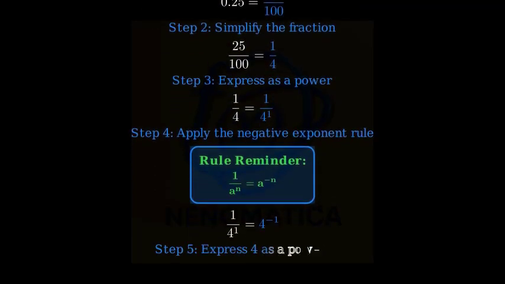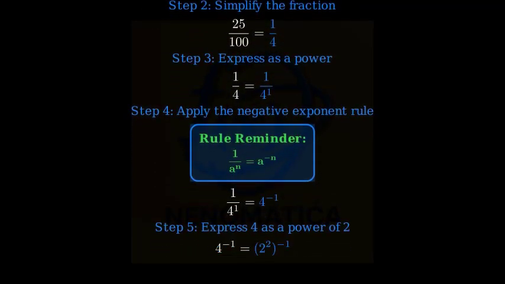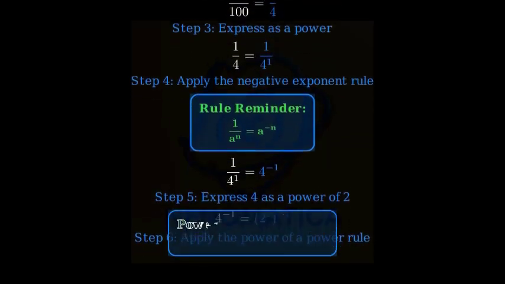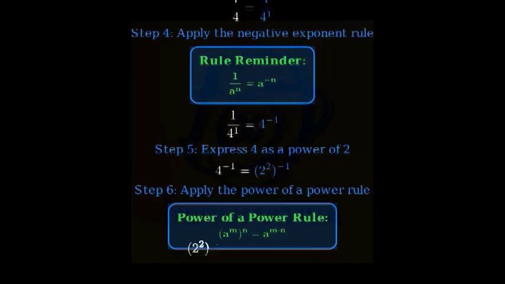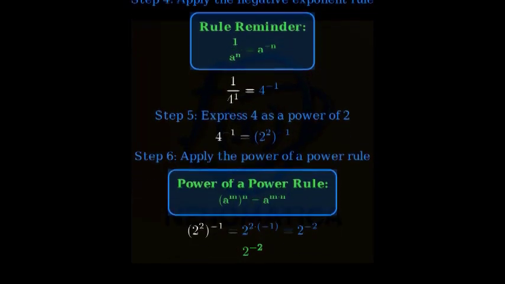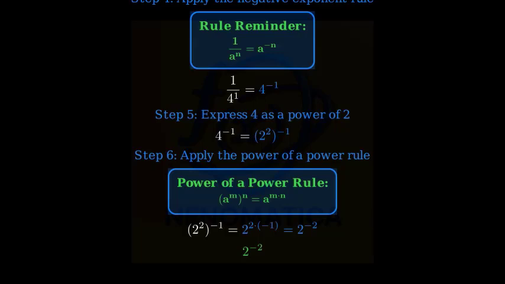Since 4 equals 2 squared, we can rewrite this as 2 squared to the power negative 1. Using the power of a power rule, this becomes 2 to the power of 2 times negative 1, which is 2 to the power negative 2. So our final answer is 2 to the power negative 2.